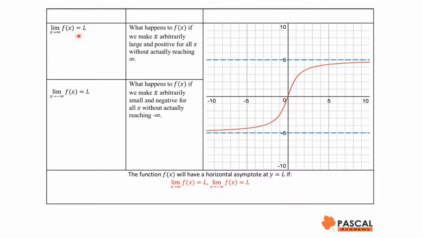Limit of f of x as x approaches infinity is L when f of x is getting close to L for arbitrarily large positive x. Limit of f of x as x approaches infinity in this graph is positive 5, and limit of f of x as x approaches negative infinity is negative 5. Let's calculate a couple of limits. Limit of x squared plus 3x as x approaches negative infinity.